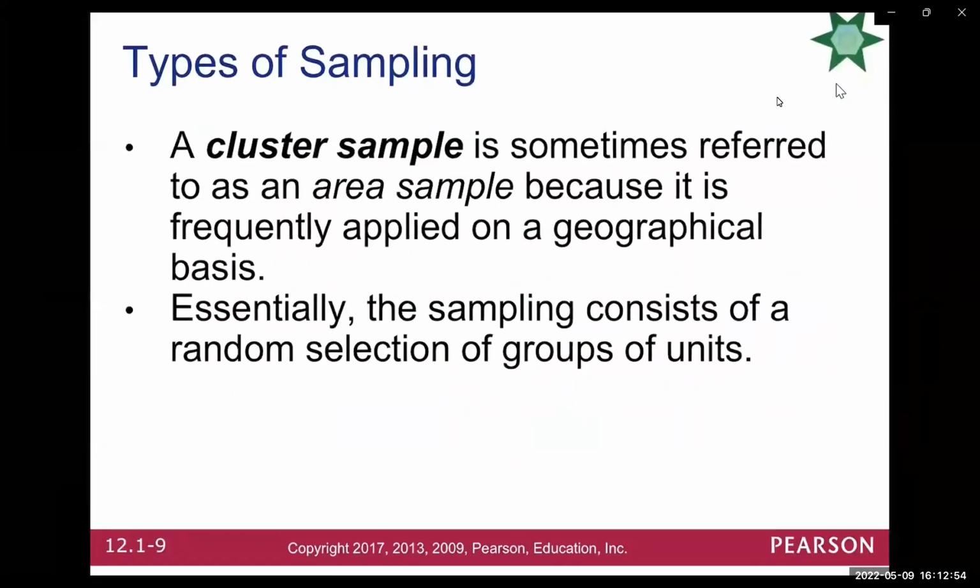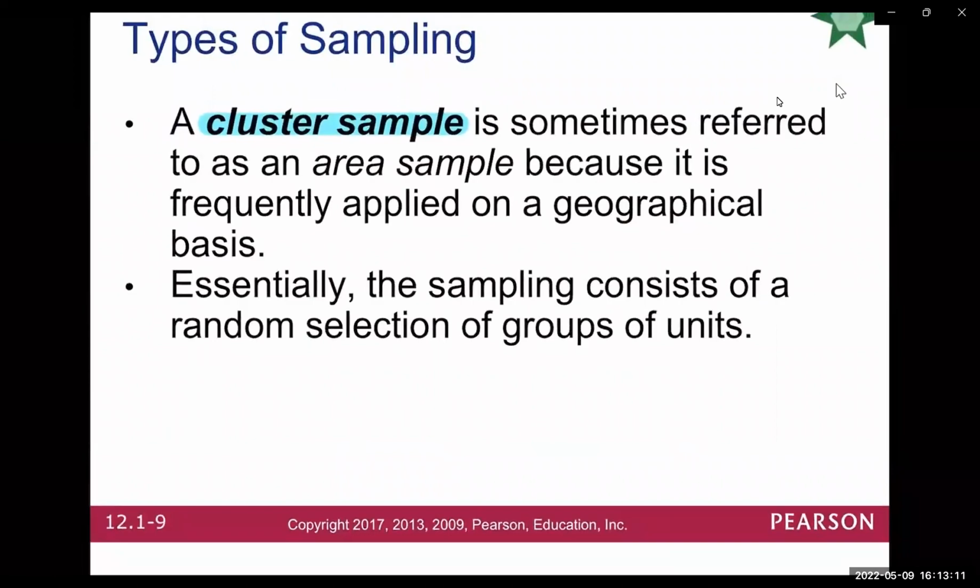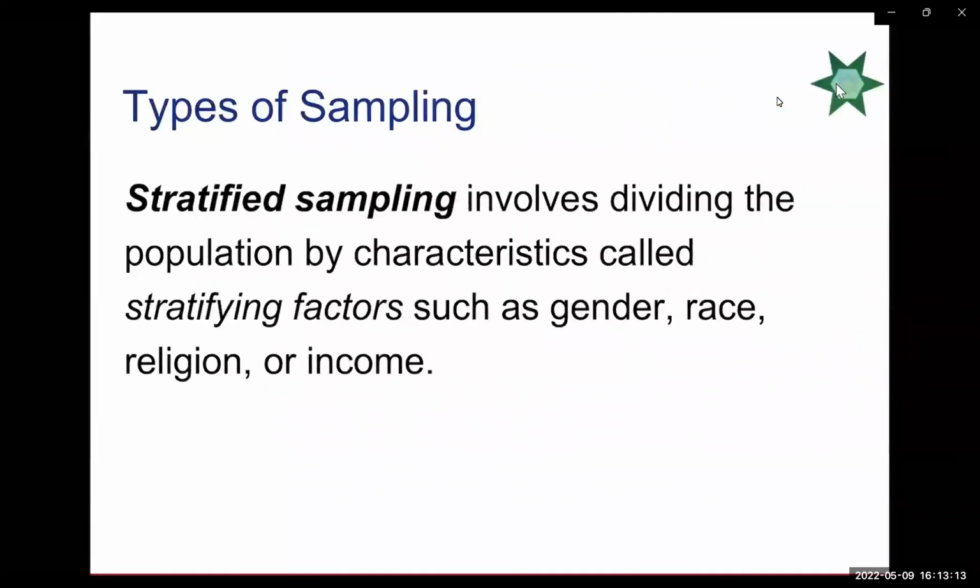All right, cluster sampling is sometimes referred to as an area sample because it is frequently applied on a geographical basis. Essentially the sampling consists of a random selection of groups of units. Let me look at that and the difference, because these two are very similar.